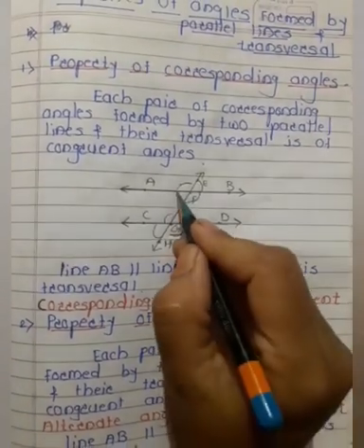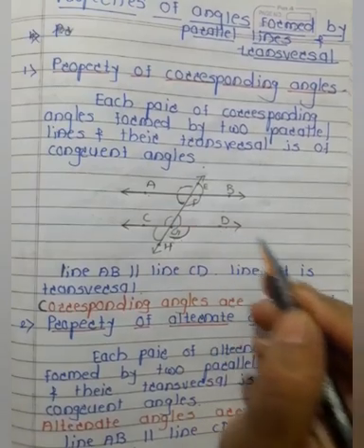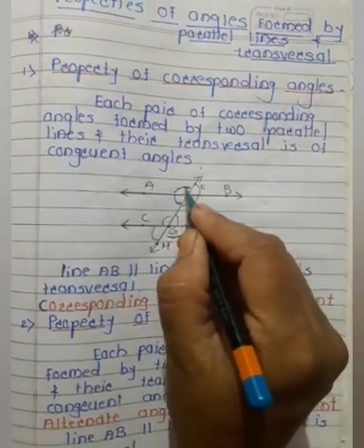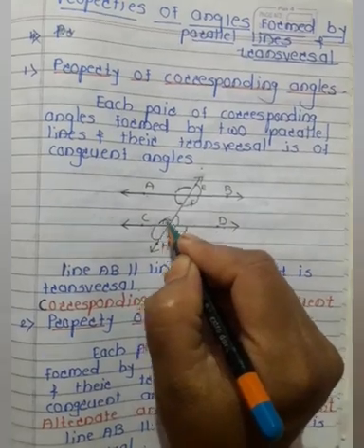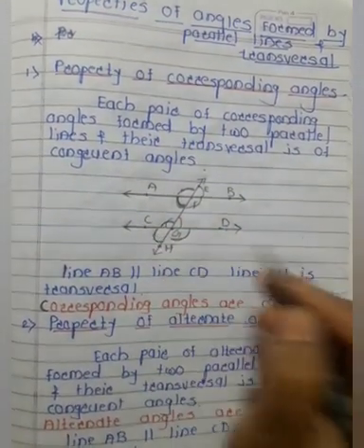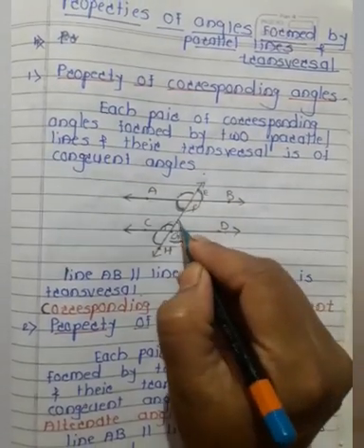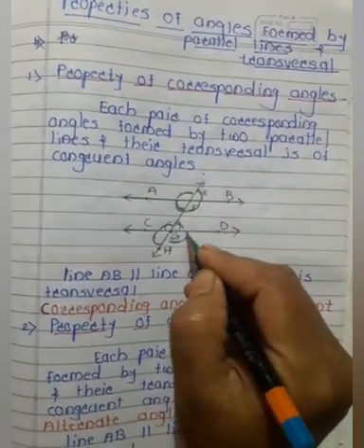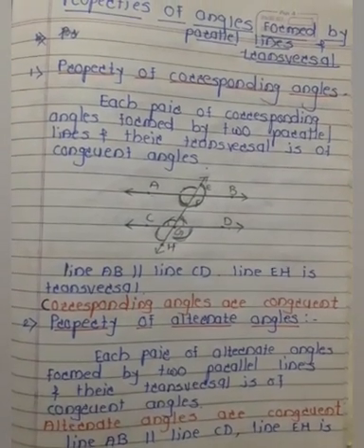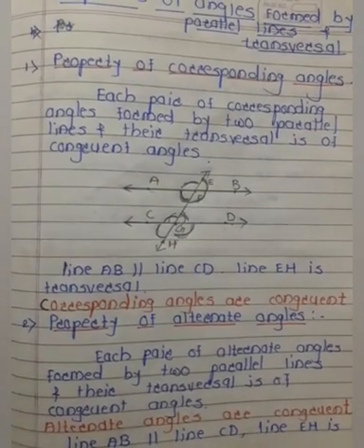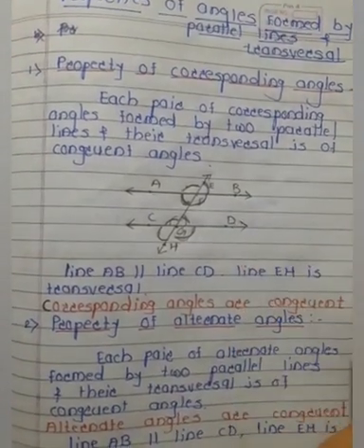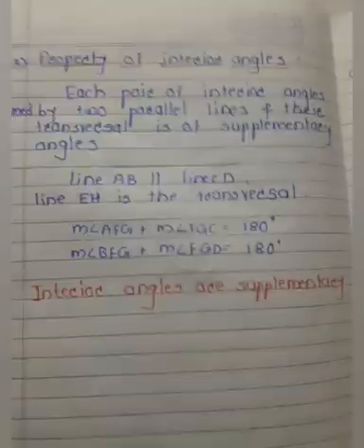And corresponding angles are also congruent with each other. This is the first pair of corresponding angles. Downward, this is the second pair. This is the third pair and this is the fourth pair. All four pairs of corresponding angles are congruent when these two lines are parallel to each other.